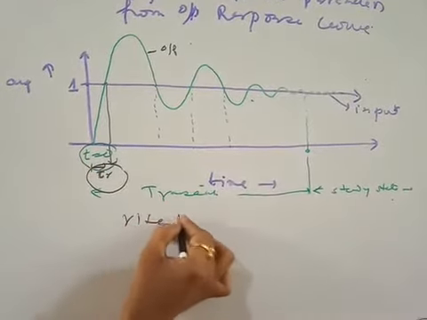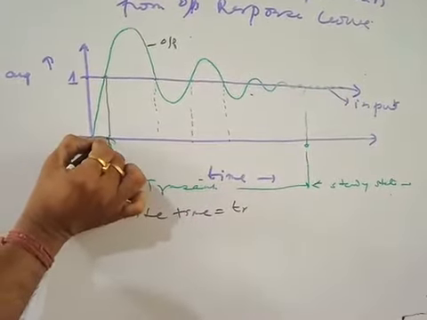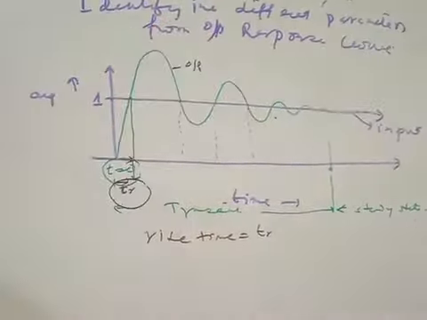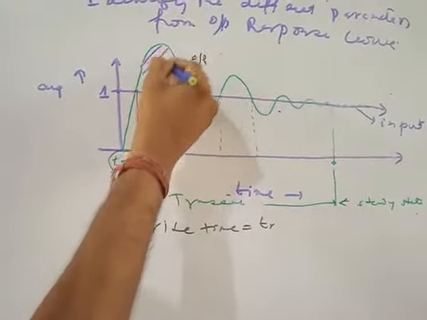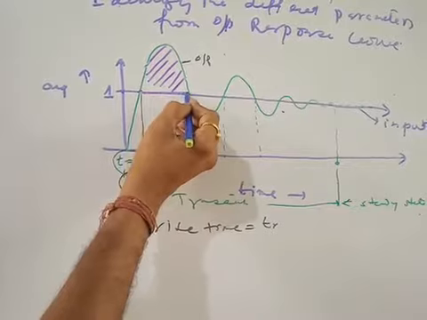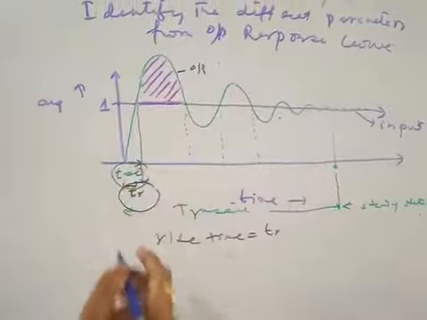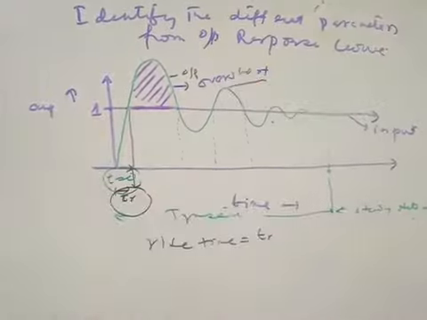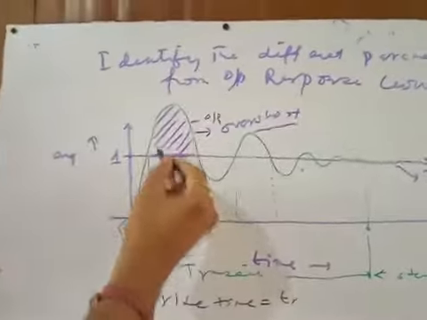Rise time is denoted by tr, from this point to this point, and on the time axis you get the value. This is your tr. Now see this part. This area is just above the desired value, so this part is known as the overshoot. Overshoot means the output curve exceeds the desired value.